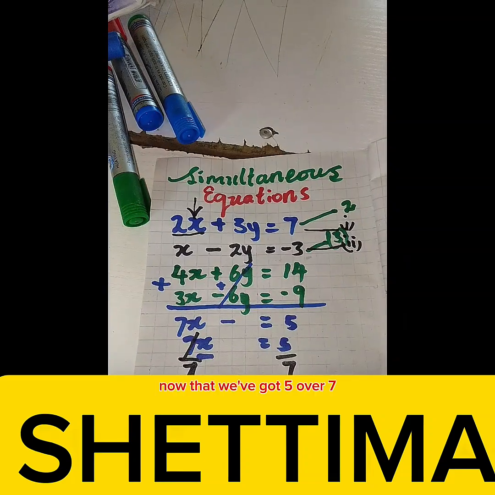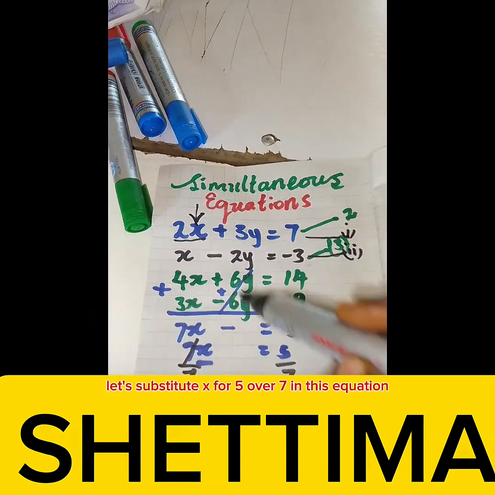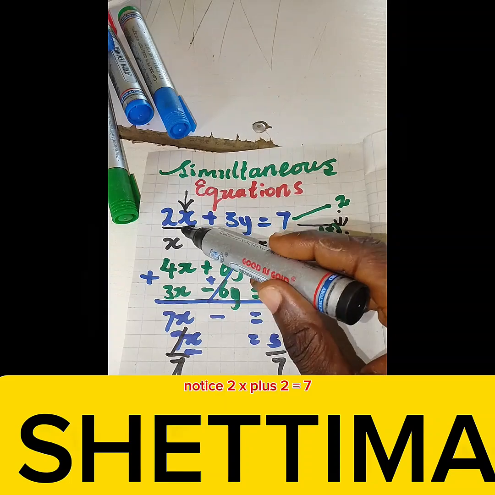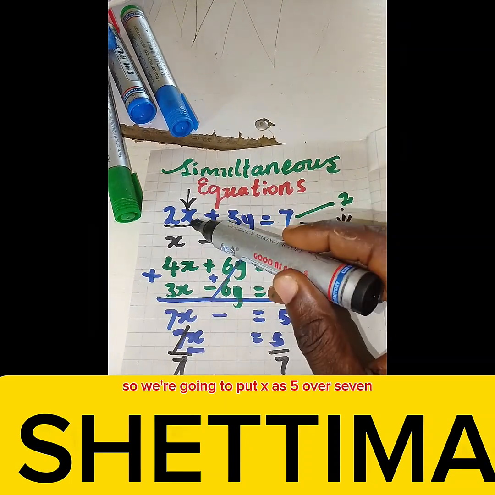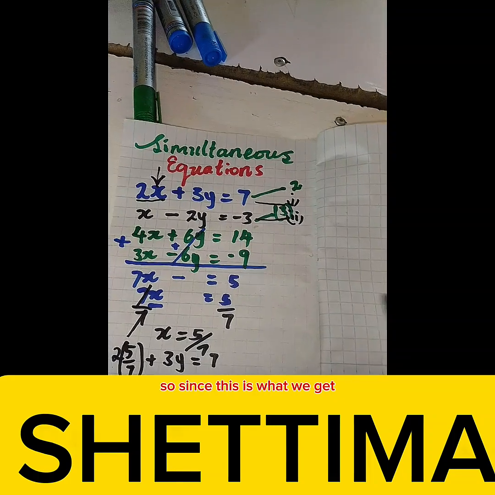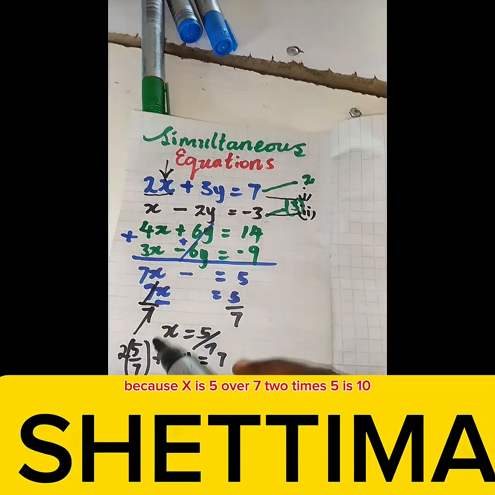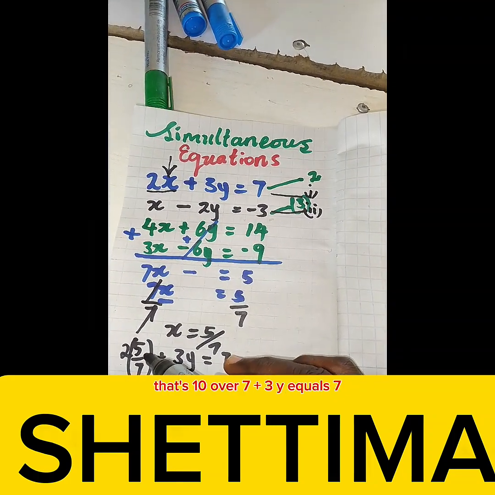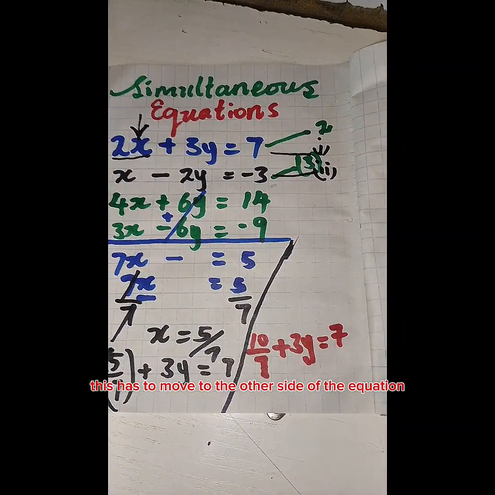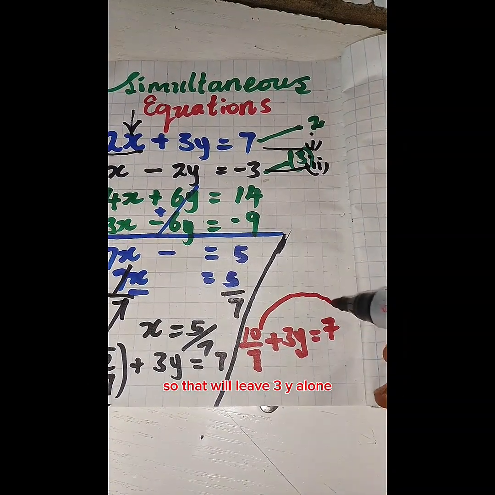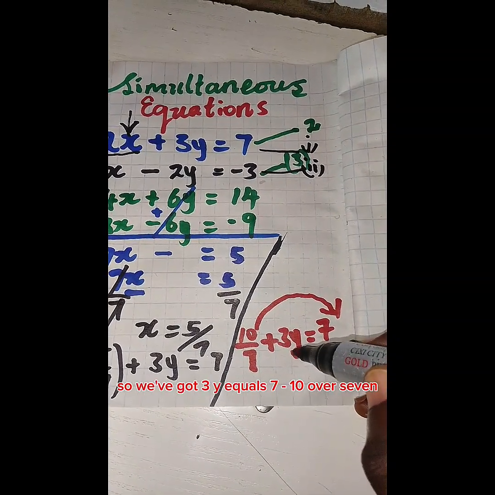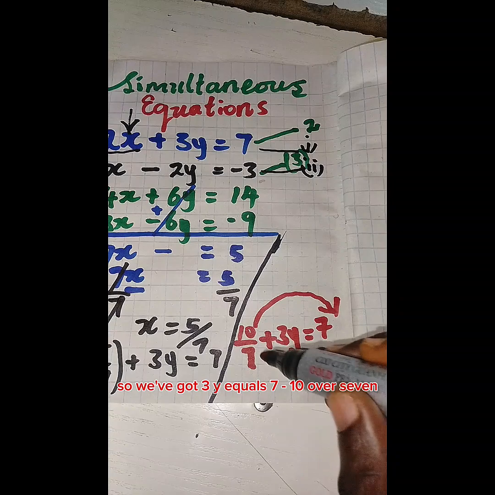Now that we've got 5 over 7, let's substitute x with 5 over 7 in this equation. Notice it's 2x plus 3y equals 7. So we put x as 5 over 7. 2 times 5 is 10, so that's 10 over 7 plus 3y equals 7. This has to move to the other side of the equation so that we leave 3y alone. So we've got 3y equals 7 minus 10 over 7.